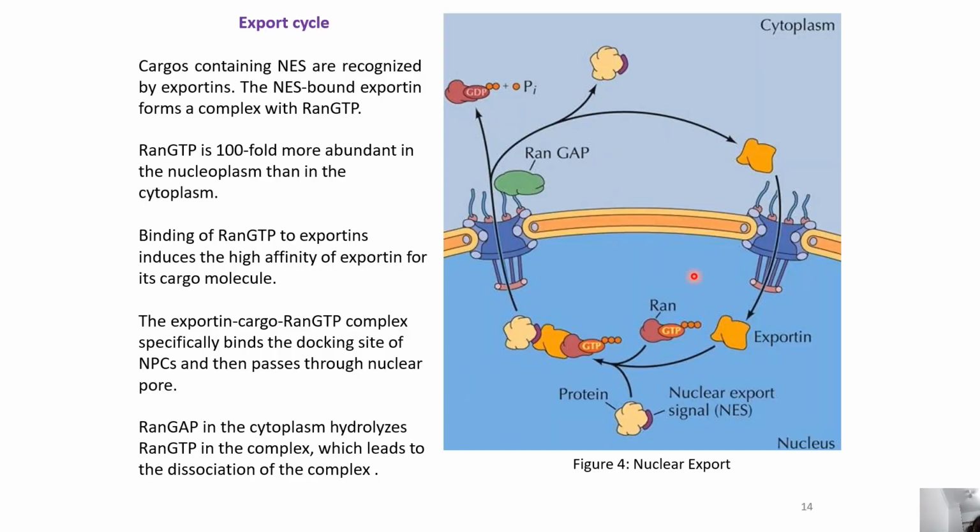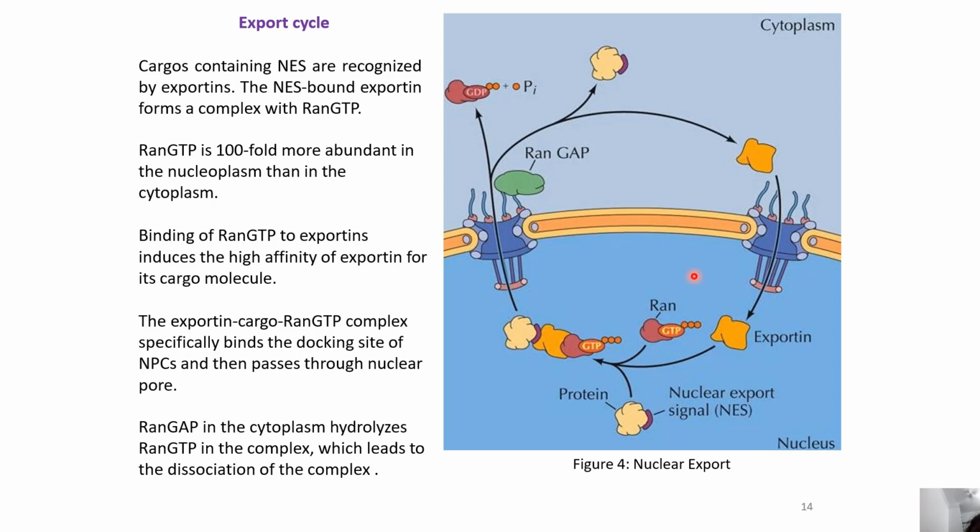So cargoes containing NLSs are recognized by importins, and the NESs bound exportin form a complex with RAN-GTP. RAN-GTP is 100 times more abundant in the nucleoplasm than in the cytoplasm. Binding of RAN-GTP to exportins increases the high affinity of exportin for the cargo molecule. The exportin-cargo-RAN-GTP complex binds the docking area of the NPC and then passes through the nuclear pore.